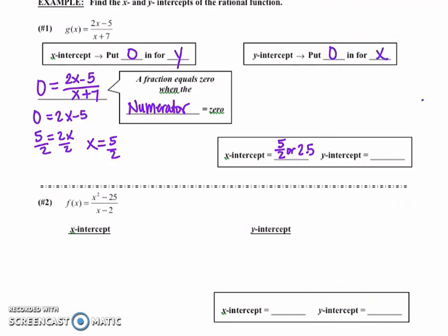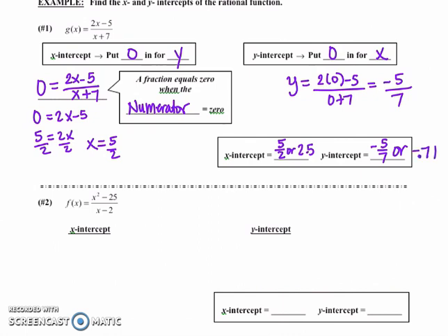For my y-intercept, I am going to put 0 in for x. So this is going to give me y equals 2 times 0 minus 5 over 0 plus 7. When I simplify that, 2 times 0 is 0, 0 minus 5 is negative 5, and on the bottom, 0 plus 7 is 7. So my y-intercept is going to be the point negative 5 sevenths. Or if you were graphing and needed to know where to put that on your coordinate plane, you just type that in your calculator. That's going to be negative 0.71.